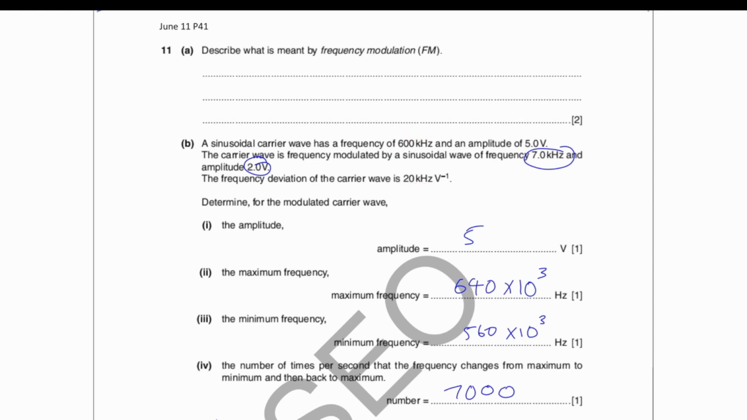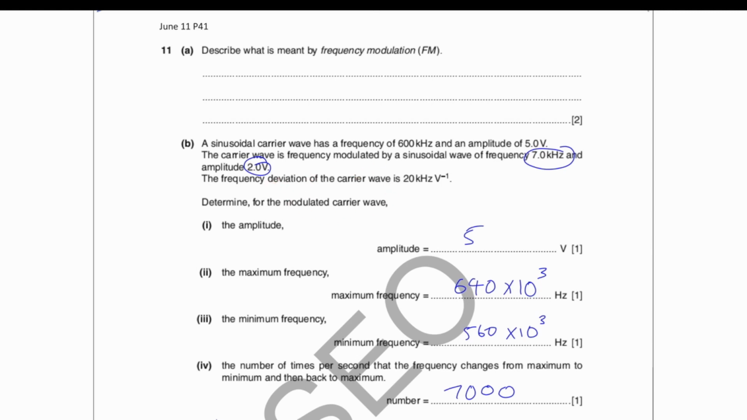Example, if it's positive 1 volt displacement of the information signal, it will increase by 20 kHz. But if it's negative 1 volt displacement of the information signal, the frequency will decrease by 20 kHz. Okay, now firstly, let's do this part. What is the amplitude of the modulated carrier wave?